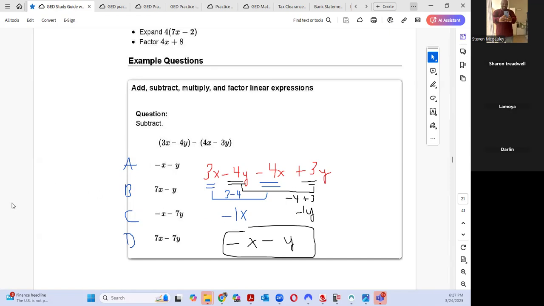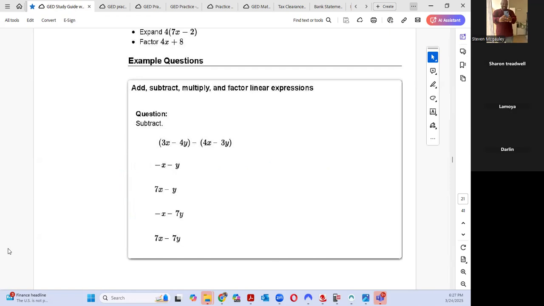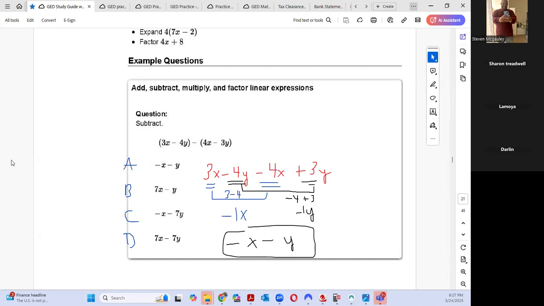Okay, so I get it, right? But I always get a brain fart. You don't change it to addition just because of the parentheses. But if the minus sign is on the outside of the parentheses, you change everything inside.